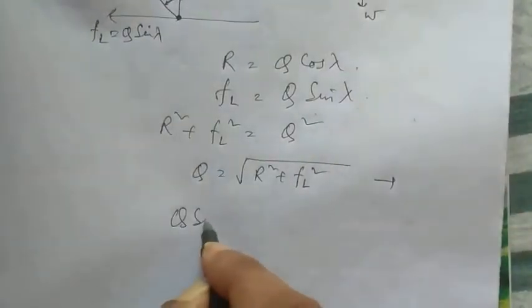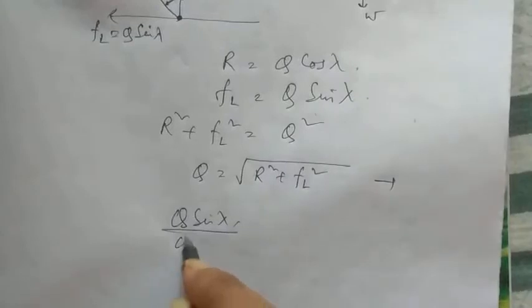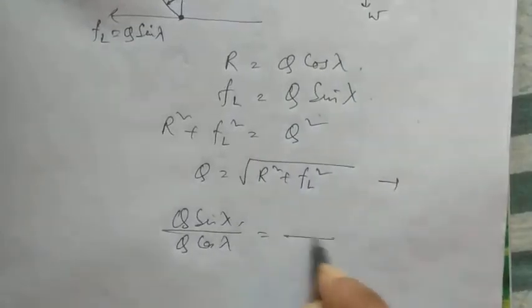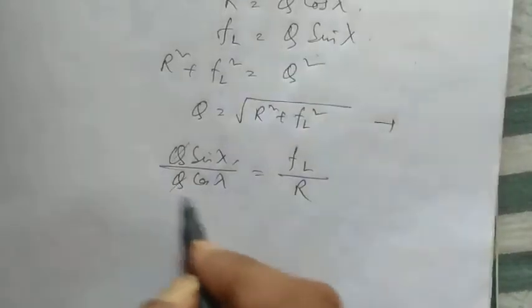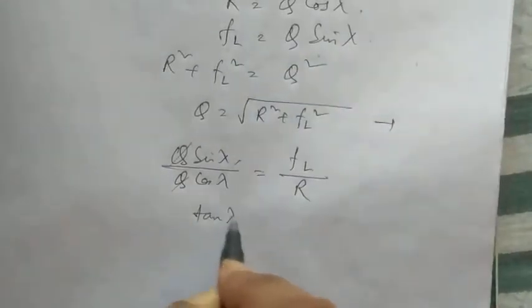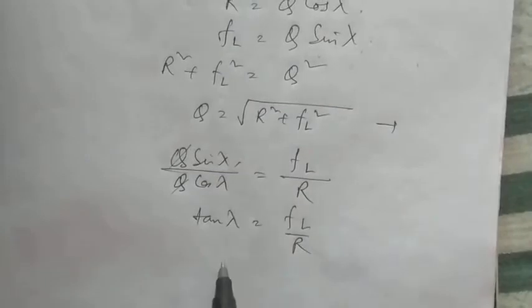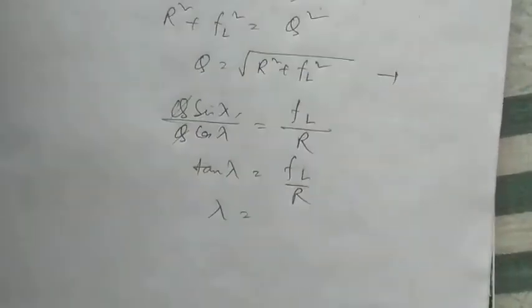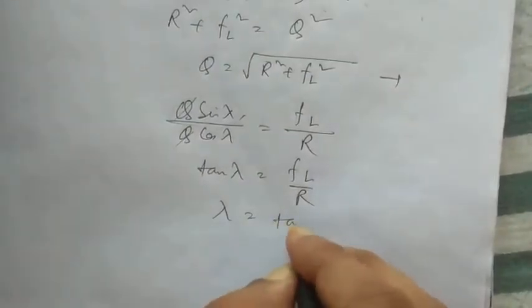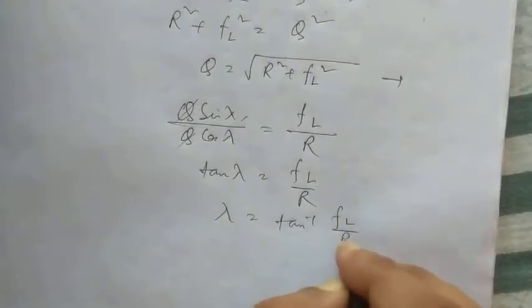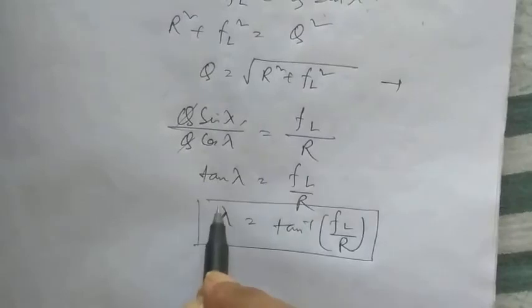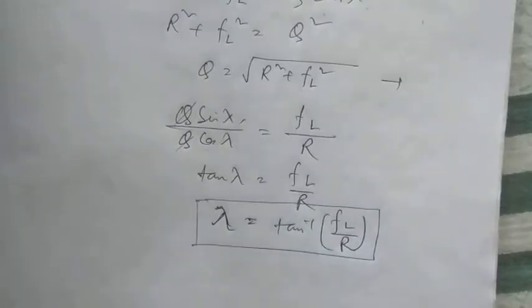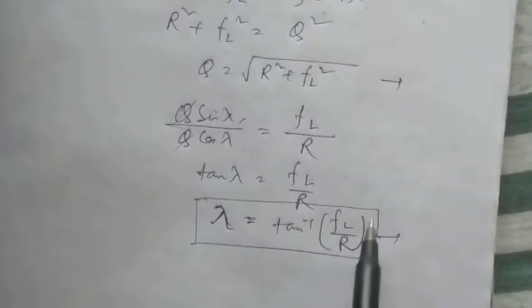That is Q sin lambda by Q cos lambda is equal to FL by R. Q gets cancelled, sin lambda by cos lambda becomes tan lambda is equal to FL by R, or rather lambda is equal to tan inverse of FL by R. This value of lambda is known as the angle of friction. So the second output is this.